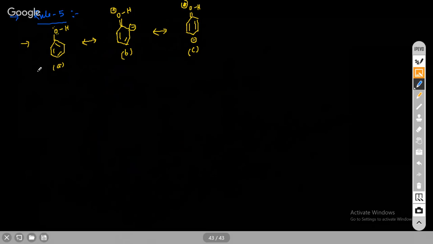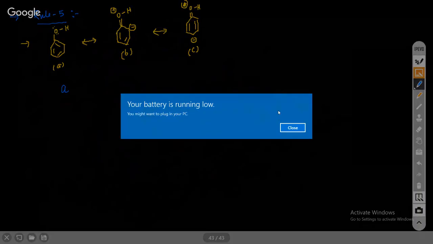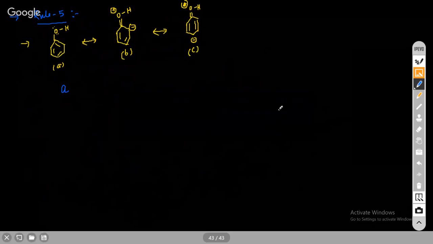If you apply this rule to A, B and C, do we have charge separation in A? No. So A is the most stable one, because in B we have charge separation, and in C we also have charge separation, right? A will not have any charge separation, so obviously the stability of A is maximum. With this conclusion, if you get this question in the exam, you can at least eliminate one option.